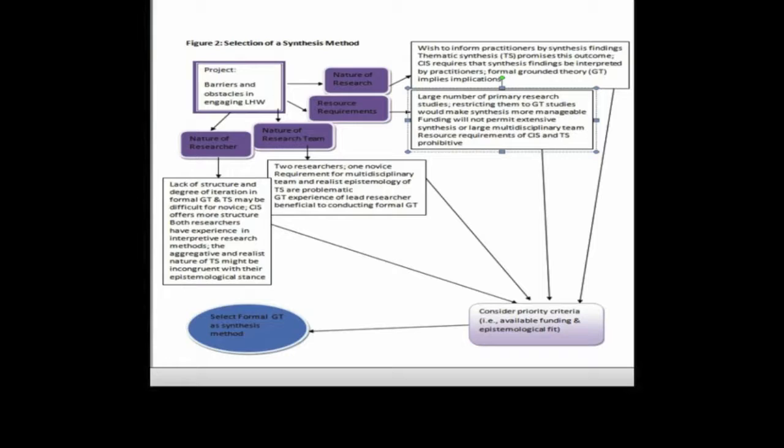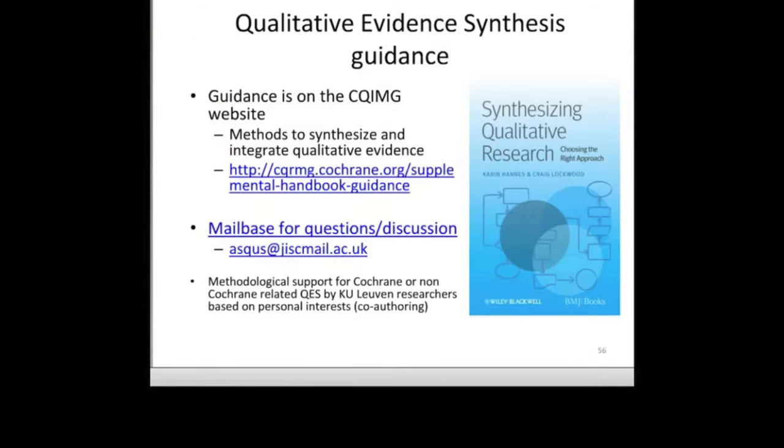This whole choosing process is actually outlined in one of the books we produced with some of the colleagues of my methods group. It's available, and we also have a mail base from the Cochrane Qualitative Implementation Methods Group where people can actually post questions for discussion. If you're stuck in choosing things, if you're stuck in definitions, you don't know how to approach things, sometimes people post questions to us and we do our best to try and answer those as well.